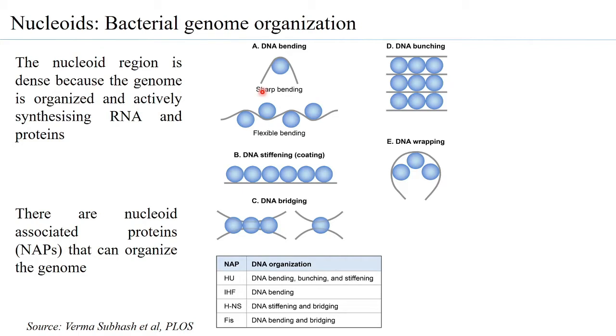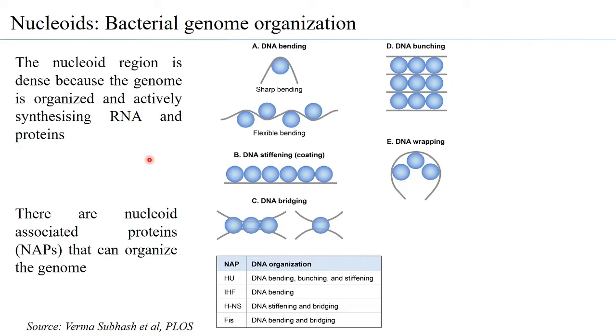So you have transcription and translation happening, and therefore around the DNA you will always find a lot of RNA as well as proteins, and thereby that entire region looks dense because it is not just DNA, it is DNA plus proteins plus RNA.